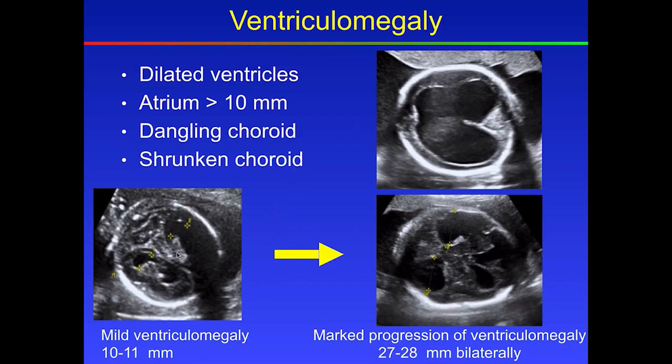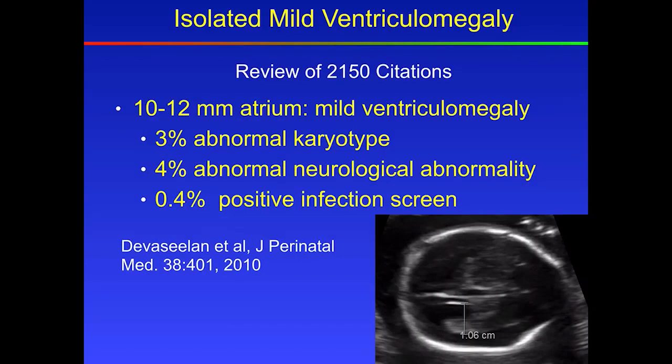This one has dangling choroid that you can see right here. This one looks a little more shrunken. And when she came back, she'd had marked progression of her ventriculomegaly with dilated atrium, dilated frontal horns, and this was up to 28 millimeters. Now, if you look at a very large meta-analysis of 2,100 citations, 3% ended up with an abnormal karyotype, 4% an abnormal neurological finding, and 0.4% had an infection like CMV.